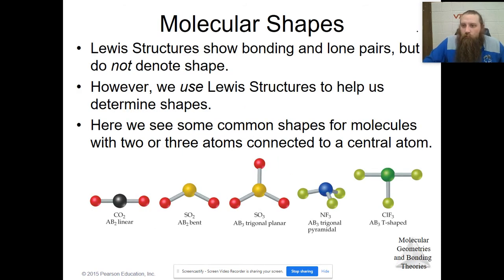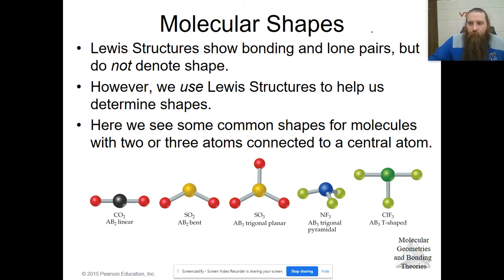Okay, so a little bit of review from last year. We know that from a Lewis structure, we can see the bonding and the lone pairs and all that good stuff. But unfortunately, a Lewis structure does not give us three-dimensional shape, right? And we know that compounds are three-dimensional things, right? They're physical entities. So a Lewis structure is great, and it's a good starting place to help us determine the shape. So here are some of the common three-dimensional shapes, though, that we might see.